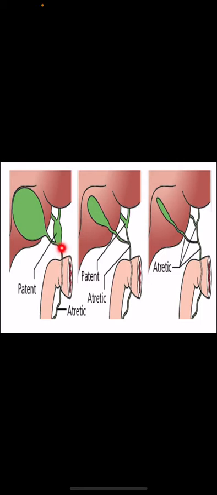يعني الأتresia that involves the common bile duct only, not involving the common hepatic duct. And there is part of the biliary tree outside the liver that is patent. This type is the surgically correctable type of the extrahepatic biliary atresia. We can do a bypass for the obliterated part of the biliary tree in this type of extrahepatic biliary atresia, type 1.